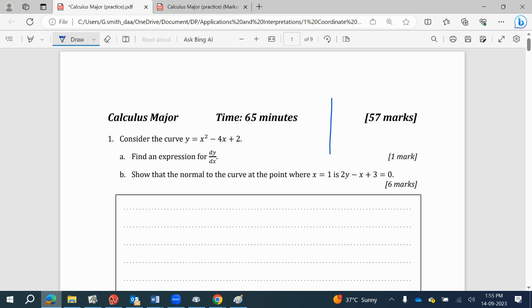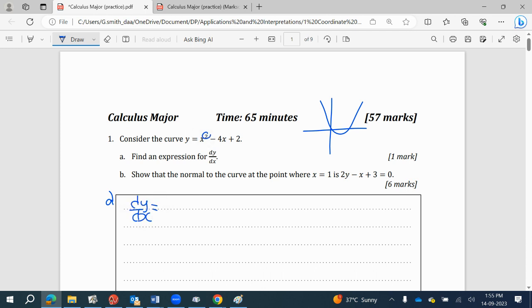Okay, so for this first question, we've got this curve. It's going to look something like this. The gradient of that curve at every single point is going to look different. We need to find firstly an expression for the derivative. So in part A, we're going to have dy/dx.